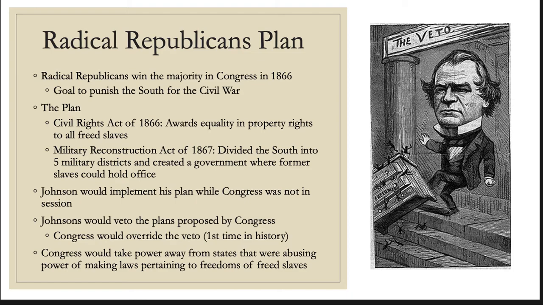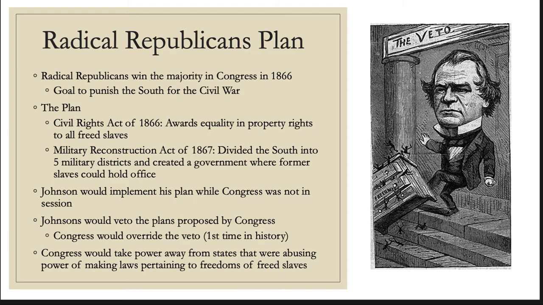Also, former slaves being allowed to hold office. There's nothing that would irritate a former Confederate soldier more than an African American being elected into office and creating laws regarding their life. But this was huge. And the Radical Republicans, this was a big gain for not only African Americans, but for the United States.